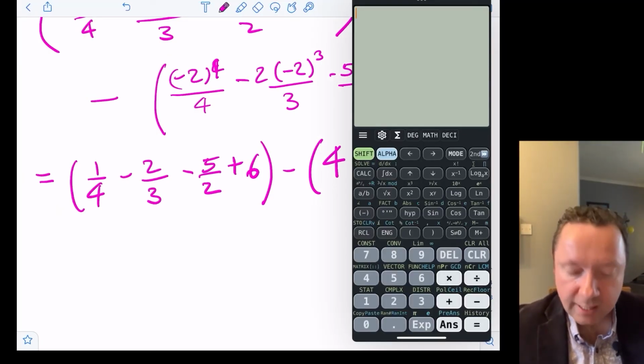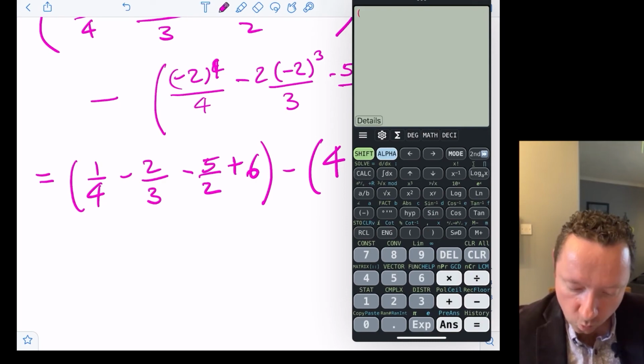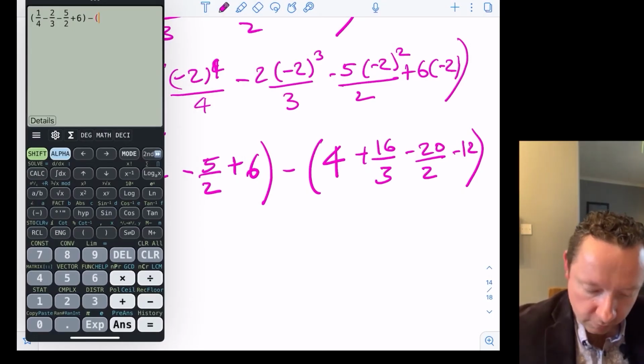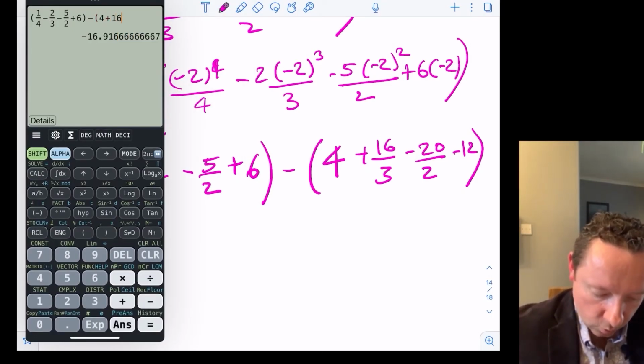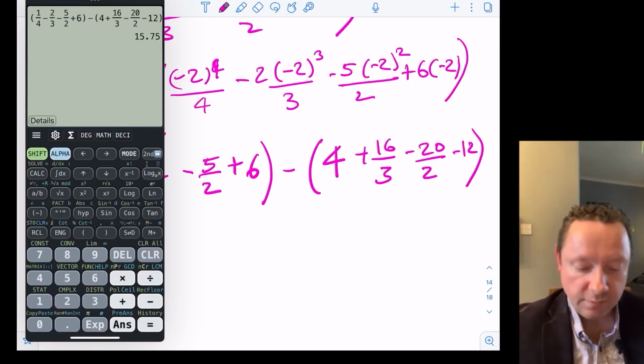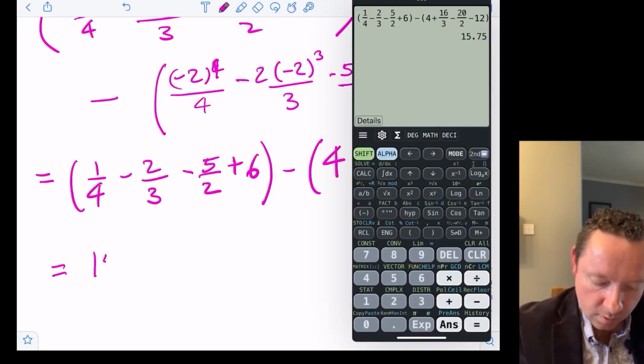Okay, calculator, fraction, brackets and fractions. So you open a bracket, use your fraction button, 1 quarter, minus, make sure you use the arrow if you have to, minus 2 thirds, minus 5 halves, plus 6, so there's my first bracket. And then our second bracket, I've got minus 4 plus 16 over 3, arrow, minus 20 over 2, arrow, minus 12, close the bracket, press equals. I'm getting 15.75, so I'm going to write 15.75 square units.